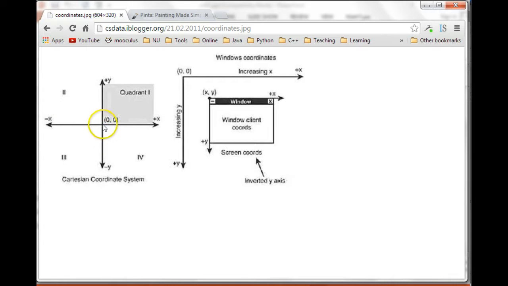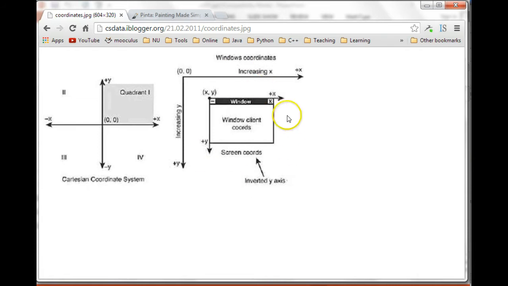And then for the y coordinates, the y values get bigger going up, so the positive direction is up, the negative direction is down. Things get bigger negative going down.